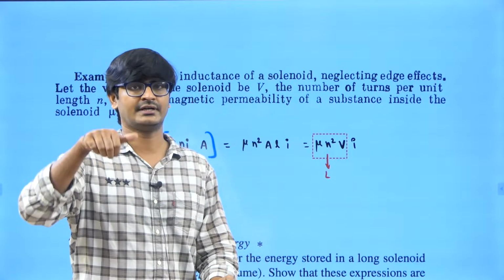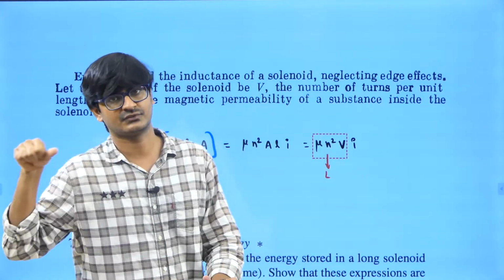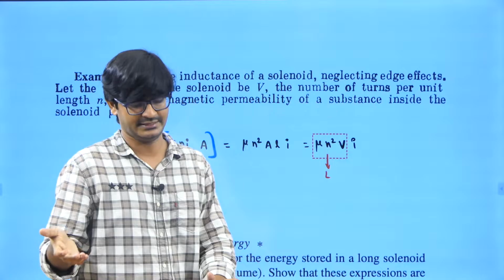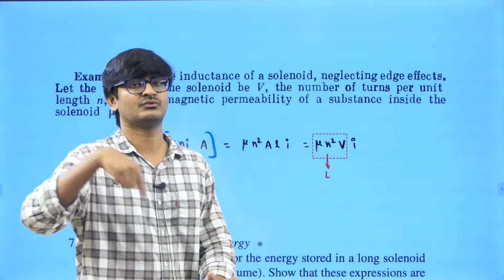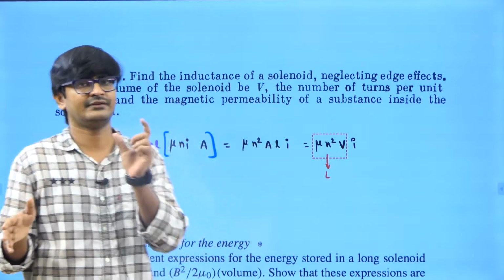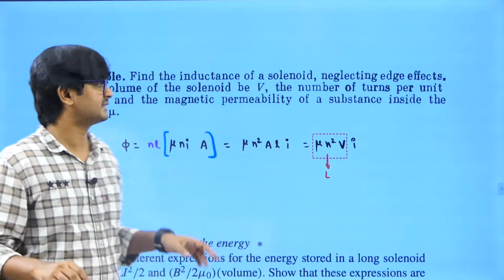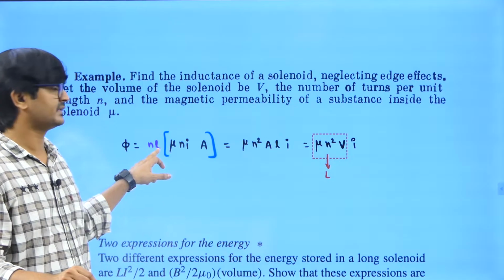If there is a solenoid, you need to pass current through it. If you pass current I, what will be the magnetic field inside it? Mu naught n I. So what is the flux through one loop? It is mu naught n I into A. How many such loops are there? If n is the number of turns per unit length and the total length is L, then the total number of turns is n into L.